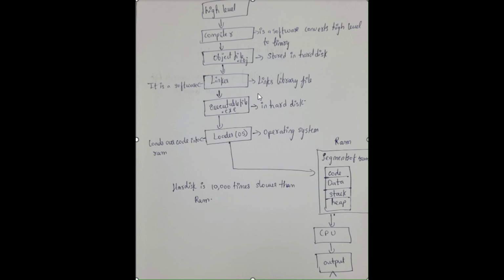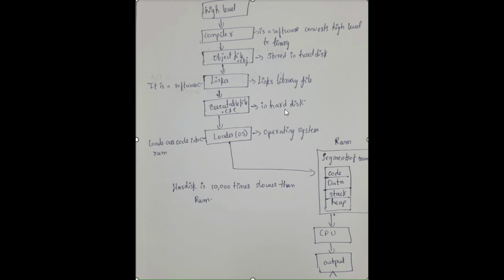It links all the library files to our code and generates an executable file with the extension .exe. What does the linker do? It links the library files to our code and generates an executable file with the extension .exe. Where is this executable file created? It is also created in the hard disk.